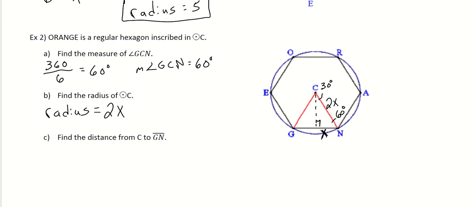All right, and finally find the distance from C to GN. This is the perpendicular segment from the center C to GN. Therefore, that is the shortest segment. So find that distance now. And it is going to be x multiplied by square root of 3.